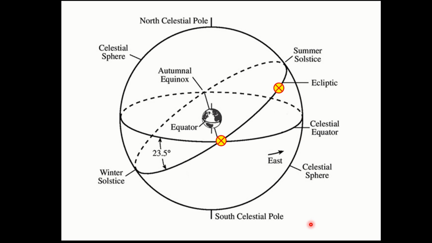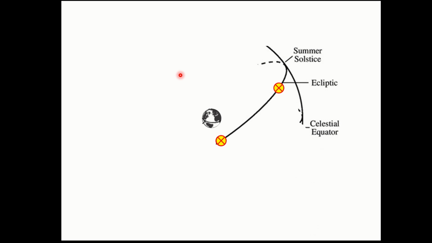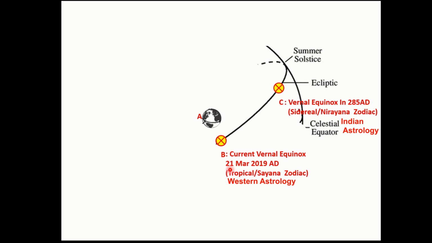So moving further, let's remove everything and fix the points. So B will be the current vernal equinox as of 21st March 2019 AD, which has been used in the tropical or the Sayana zodiac, which is also the system that the Western astrologers use. And we have the Indian astrology system that is using the sidereal or the Nirayana zodiac, where you have the vernal equinox that happened in 285 AD, which coincided with the start point of Aries. And let's call this angle BAC.